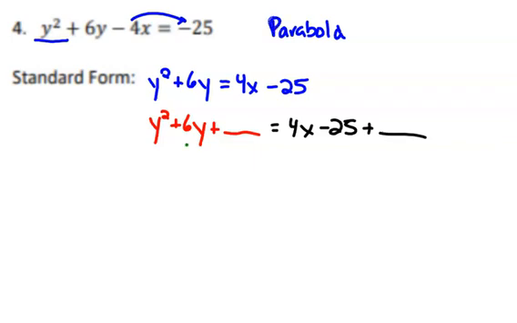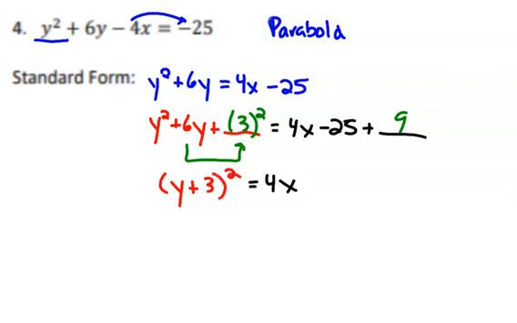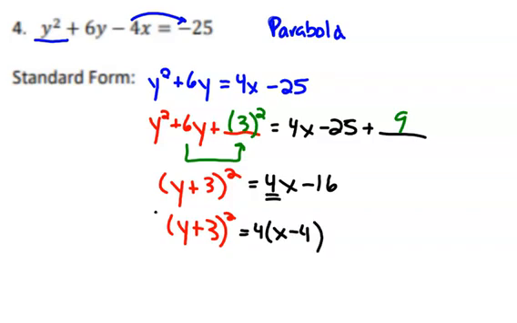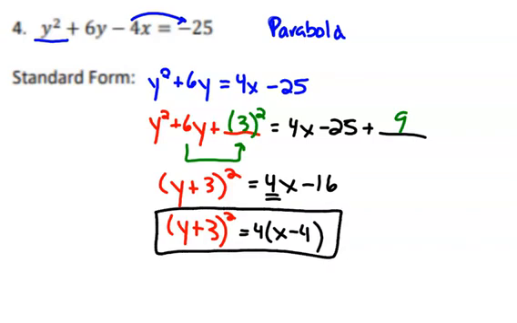So we'll half it, we'll square it, we'll add it to both sides. I'm going to rewrite the left side as y plus 3 squared. The right side, that negative 25 plus 9 is negative 16. And on the right side, I just need to factor out that lead coefficient of the x. And this is standard form of a parabola.